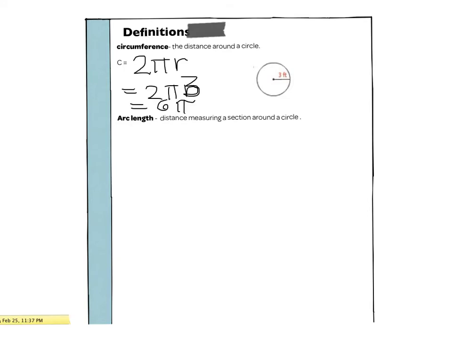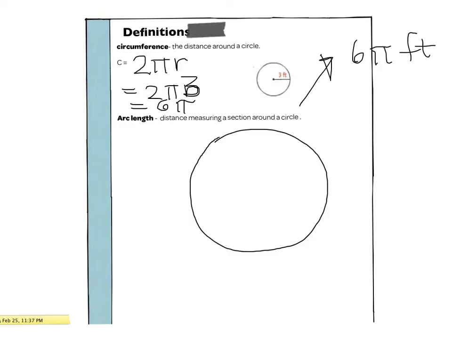Up with 6 pi algebraically, and we need to change this to add units, so it'll be 6 pi feet. Okay? Arc length is going to be the distance measuring a section around a circle. So if I had a circle and I wanted the arc length of this circle, then what I'm looking at is, again, that arc that we were just talking about here, but now I'm going to give that arc an actual measure. And the measure is not going to be an angle measure. It's going to be a measurement like this many feet, this many centimeters. And that's what we're going to work on now.